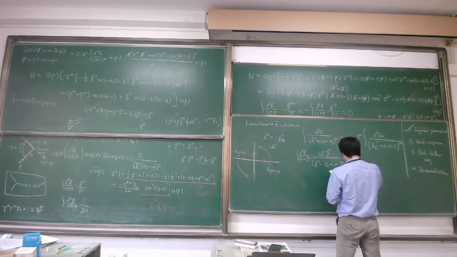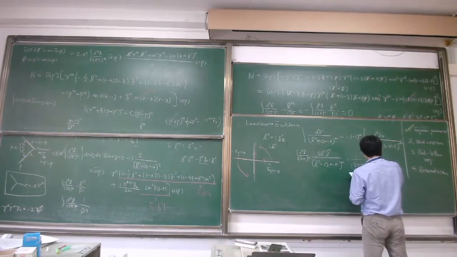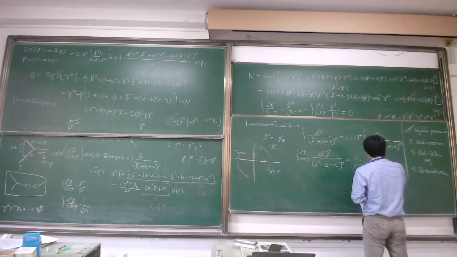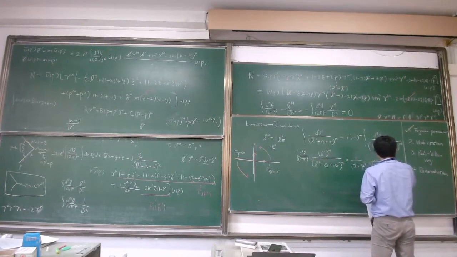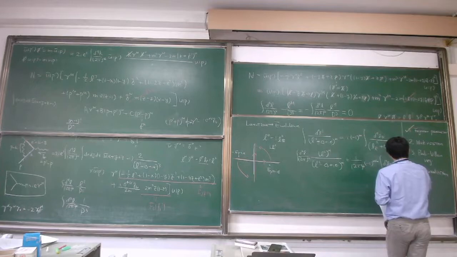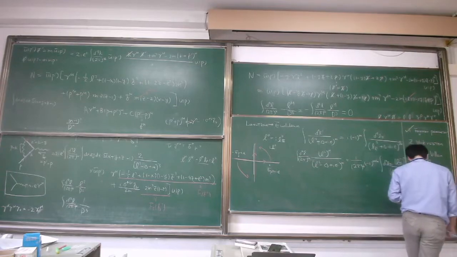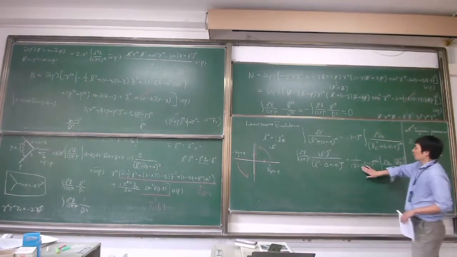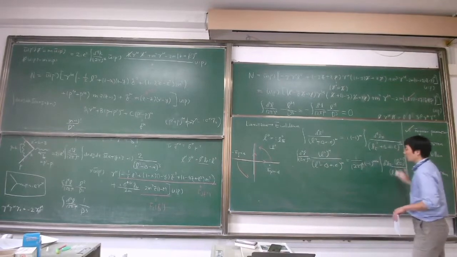It is equal to just i over 2 pi to the 4th, minus 1 to the n plus m, d4 L E, L E squared to the n, L E squared plus delta to the m. Okay, so this is m. That's what we want to do. So after Wick rotation, we want to evaluate this one.